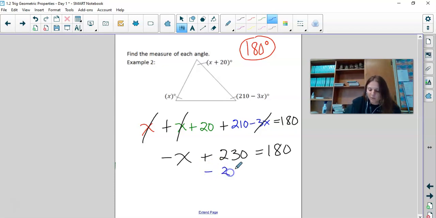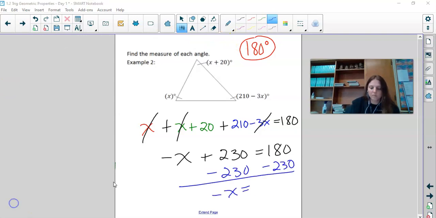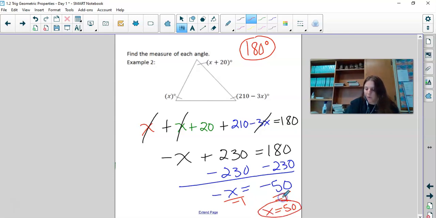If at any point you need to pause, just pause your own video. Okay, and you don't want to leave it negative, so I'm going to divide by negative 1. So x equals 50. Now remember, this isn't the complete finished answer. You need to then plug it back in. So plug it back in up here for each one of these angles.